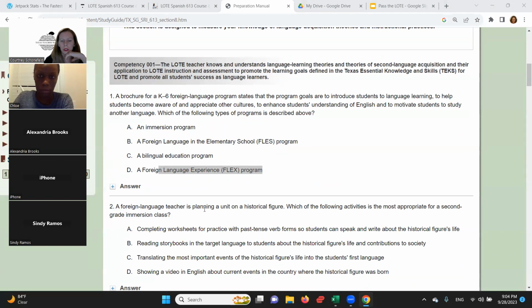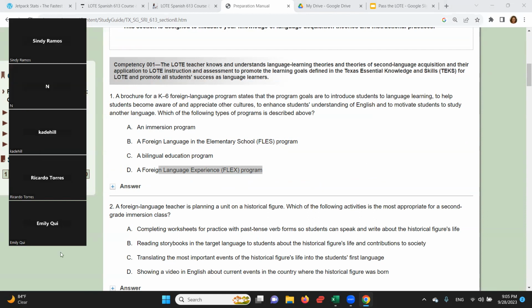Number 2, a foreign language teacher is planning a unit on a historical figure. Which of the following activities is most appropriate for a 2nd grade immersion class? Now, remember I said immersion means everything's taught in the second language, right? So in this case, L2 is Spanish. Now, if you're taking the LOTE French, because I did invite somebody that's taken the LOTE French, then of course that would be French. So let's see.